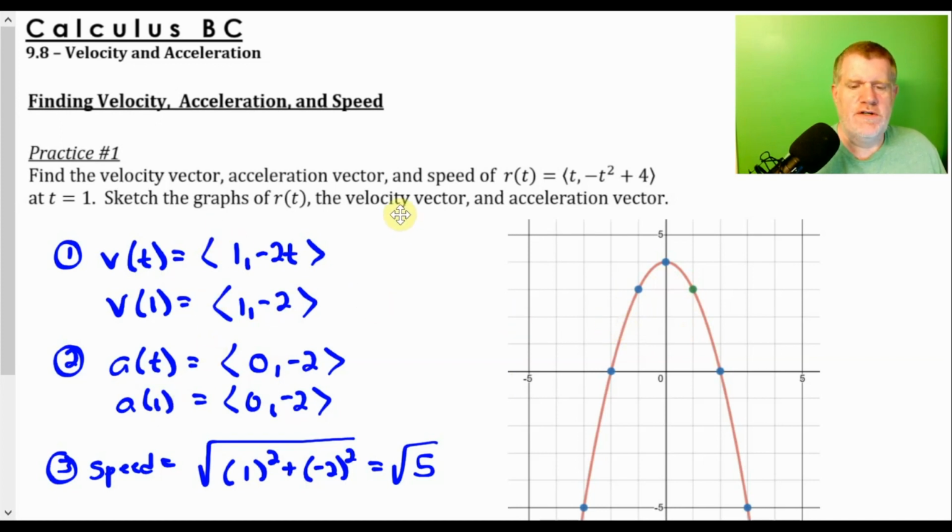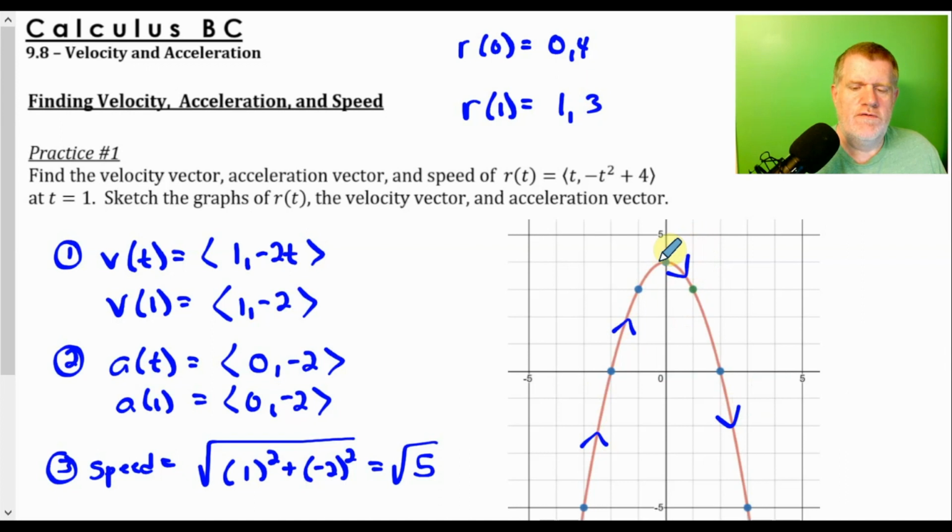So that's the graph of r. Now, which direction does it go? Well, if you think about it, we know that r of 0 would be 0, 4, and r of 1 would be 1, 3. So we know it has to go this way, because we know it's going from 0, 4 to 1, 3.